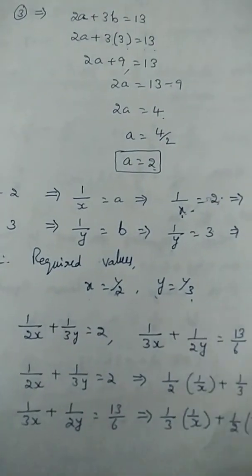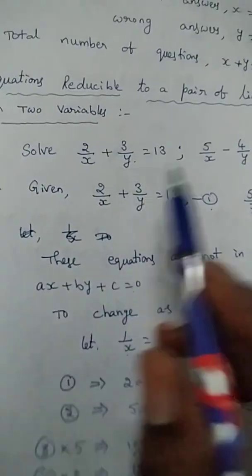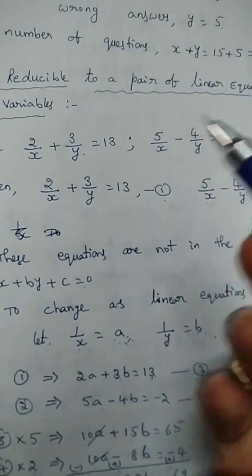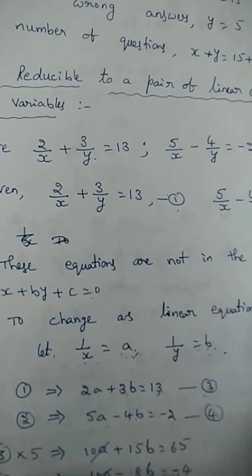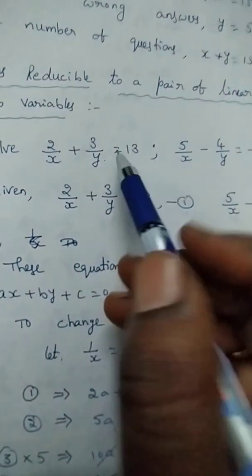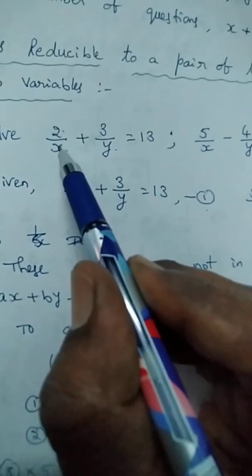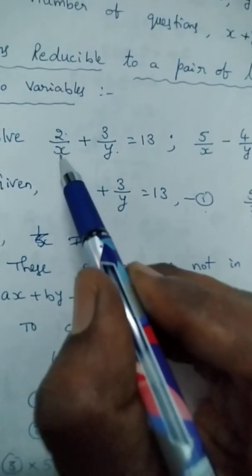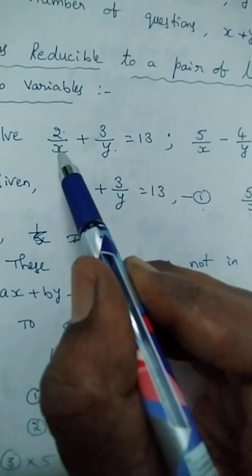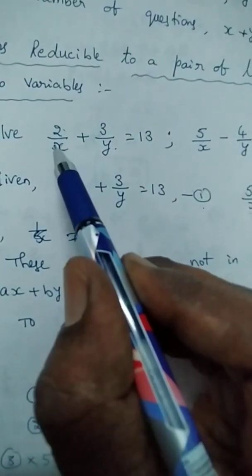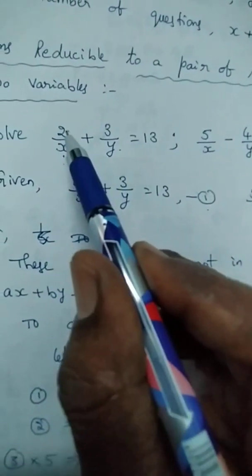Okay. By substituting these values in the given equations, if those are satisfied, then automatically the answers are right. If those are not satisfied, the answers are wrong. Just we substitute 2 by x plus 3 by y. What is the x value in the same situation? 1 by 2. So x value 1 by 2, y value 1 by 3. 2 by 1 by 2 means 2 into 2 by 1.